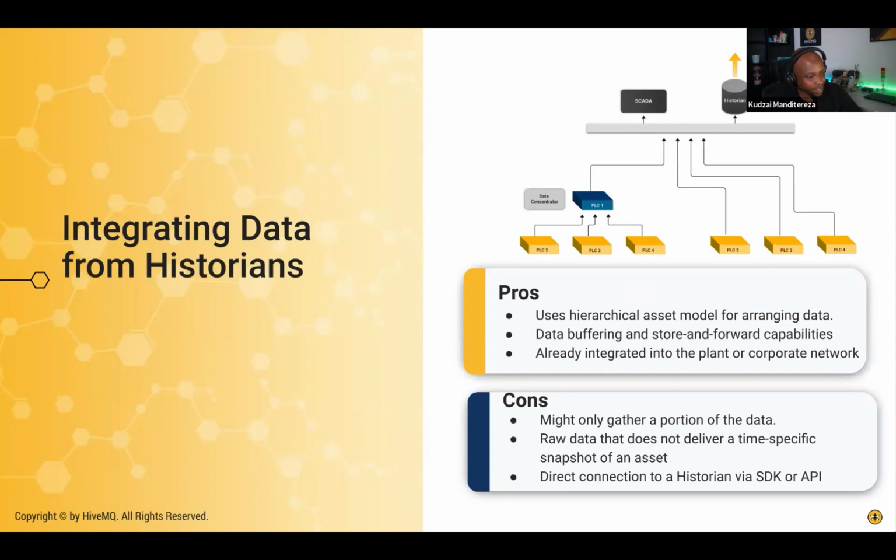So the disadvantage, however, is that in most cases, historians are not collecting all the data within a plant. Maybe they are really focused on a specific data set or specific areas of your plant, so you might not get all the data that you need. That's a big issue, because within a smart manufacturing initiative, you don't make assumptions about how that data is going to be consumed. So you want to be able to collect each and every piece of data and then push it wherever it needs to go and make sense out of that data.